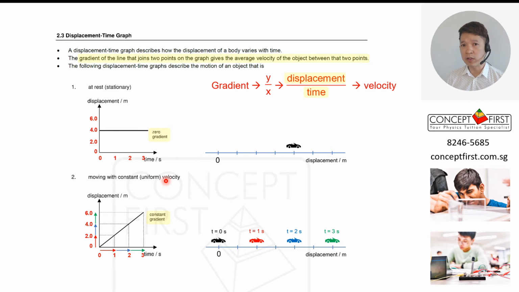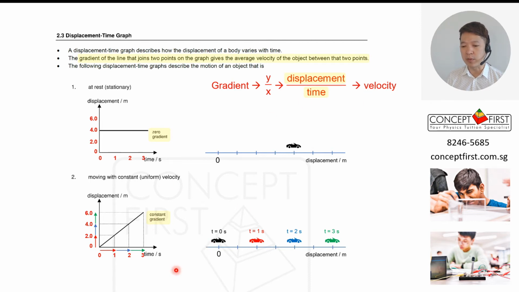Number 2, constant velocity. The object is moving with constant velocity or constant speed, if you like. That means that in every subsequent second, it covers the same distance or experiences the same equal change in displacement. In this case, 2, 4, 6. And due to this, you get a straight line of a certain positive gradient. So constant gradient, therefore constant velocity.